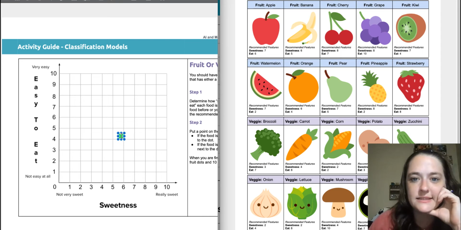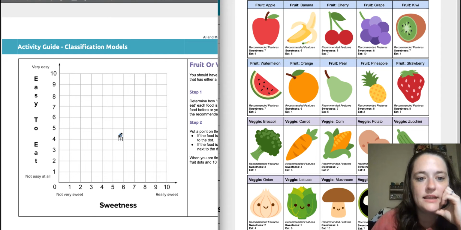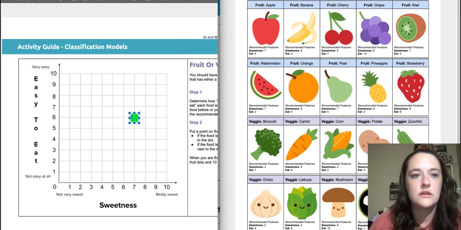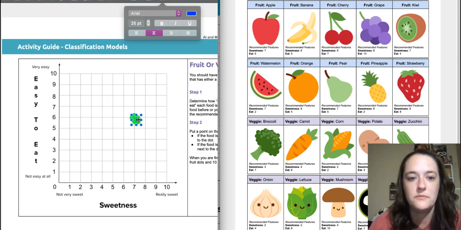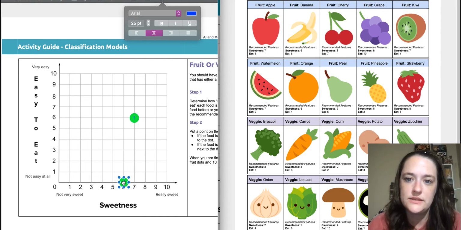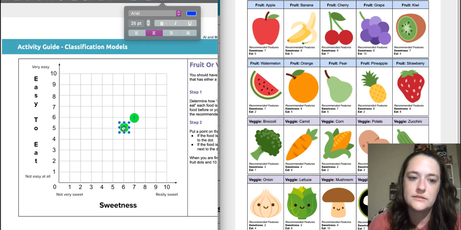It has a sweetness of 7 and an easiness of eating. Oh, I did get an F on there. Okay. Sweetness of 7 and an ease of eating 6. So that's going to go there. And now I am going to center that F, make it a little bit bigger, and then I'm just going to copy and paste that. And a banana is a 6 on the sweetness and a 5 on the eat.